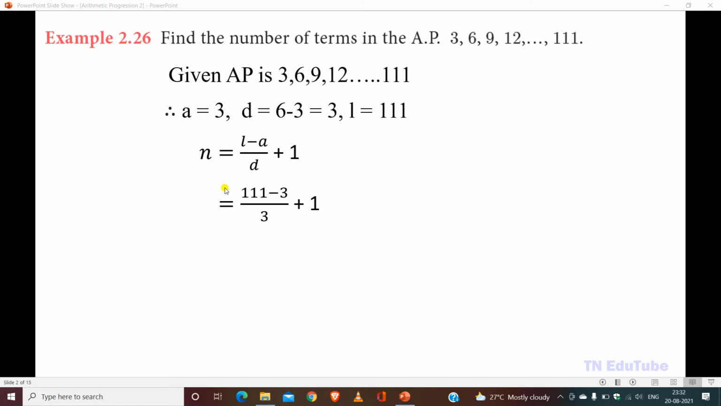Substitute the values. Then you subtract 3 from 111, that is 108 by 3. Cancelling, 3 3s are 9, balance 1, 6 3s are 18, isn't it? So you get 36. 36 plus 1 is 37. So how many terms are there in this AP? 37 terms. Okay children, we can pass on to the next example.